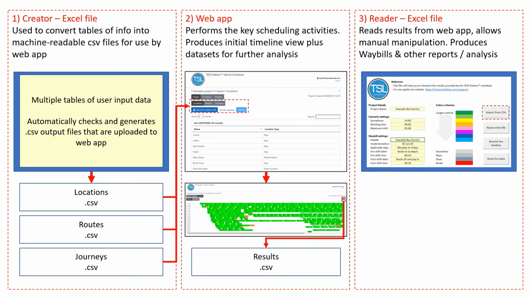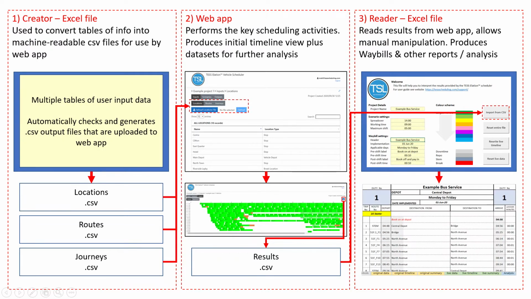Finally, we import this set of results to our reader file, which allows us to interrogate the results further, make changes if we want to, and produce our waybills. Because this is in Excel, we can easily produce further reports as required. So TESS Scheduling are looking to you, the end user, to tell us what you want.